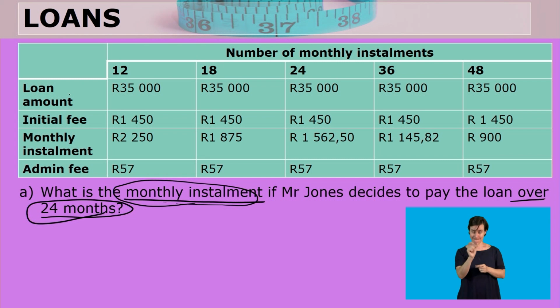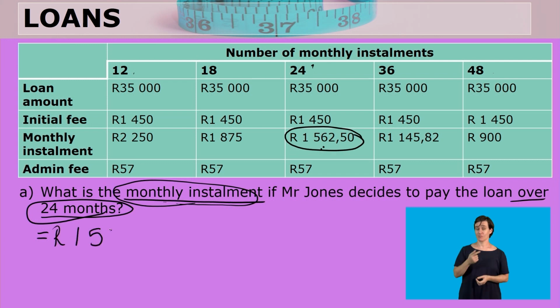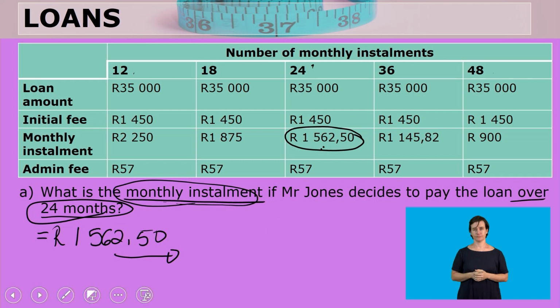You don't just take any amount from the table, but you go where it says monthly installment over a period of 24 months, because here we are given from 12 to 48. So you need to choose the correct column whereby you'll be identifying that amount. For the monthly installment, we go here, and for 24 months, we are here. So the monthly installment will be 1,562 Rand 50 cents. That's what Mr. Jones will be paying on a monthly basis.